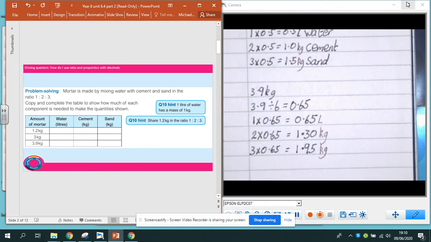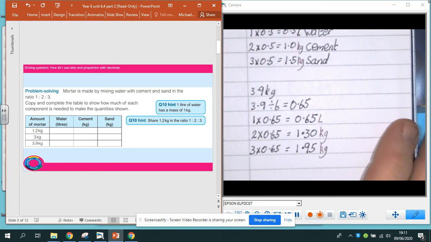So obviously you can either write them down like that, or you can write them down in the table. Both are fine, it's just making certain we understand how to use ratio with decimals. Okay, you may need to pause the lesson for a few moments to look back to make certain you've got everything written down. So pause the lesson now and catch up when you're ready.